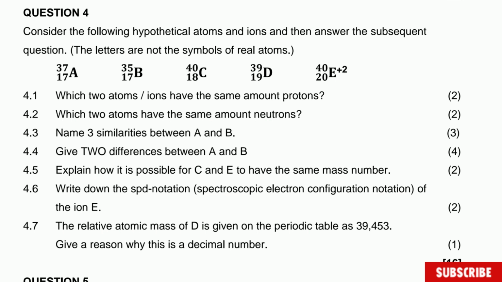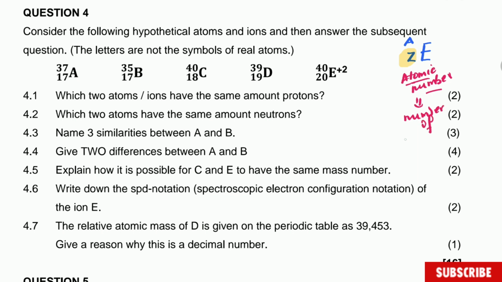Question 4.1: which two atoms or ions have the same amount of protons? And guys, this one is related to standard notation. I just want to remind you that the standard notation is represented in the following way, in which this one is the element. Here at the bottom you have letter Z, which represents the number of protons, and here you will have letter A. I'm going to write the meaning of each of them. Z stands for atomic number, which in other words is the number of protons.